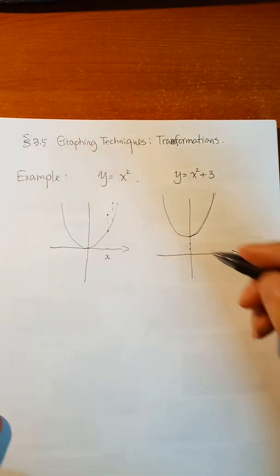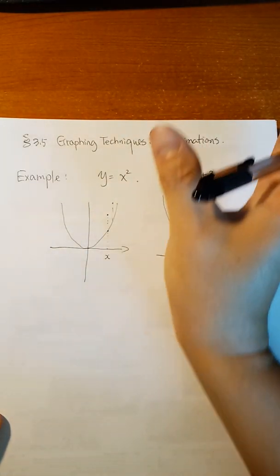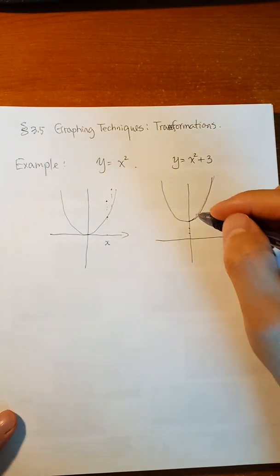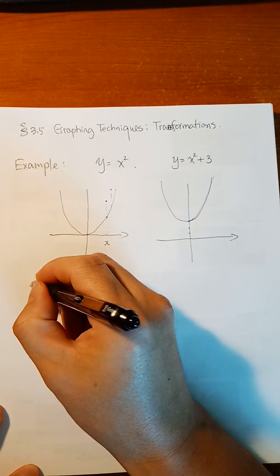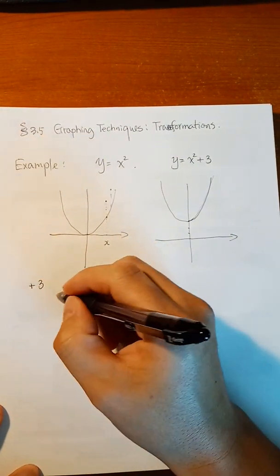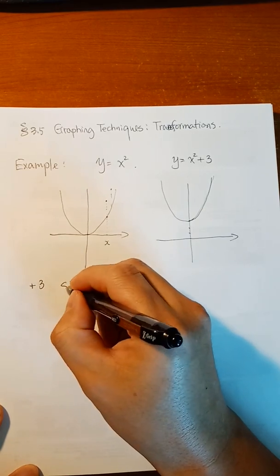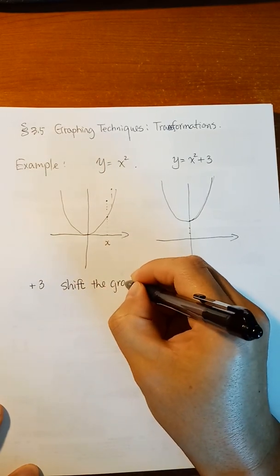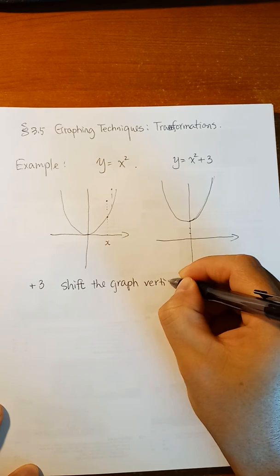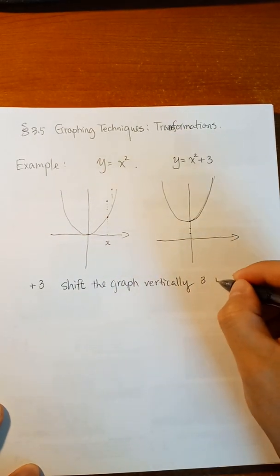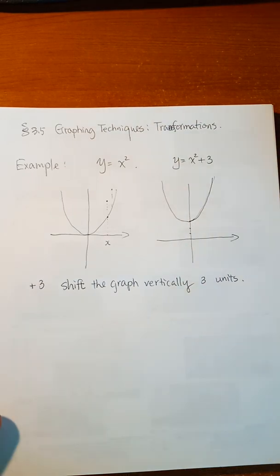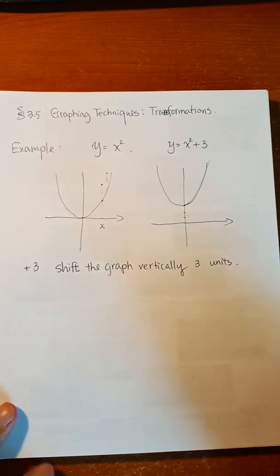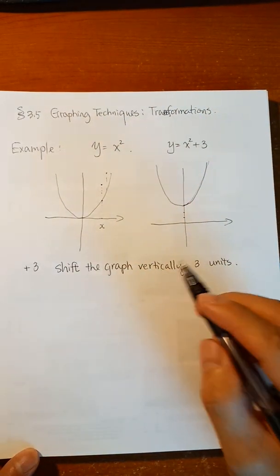Okay, so you add 3, you more or less push the graph of y equal to x squared vertically up 3 units. So when you add 3, you will shift the graph vertically 3 units. Okay, that's the understanding. Of course, you shift it up.